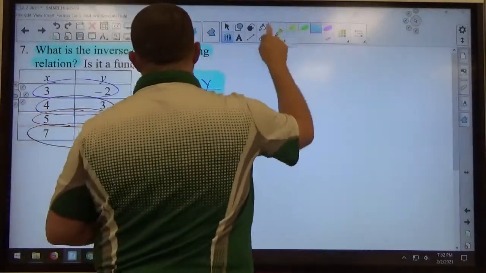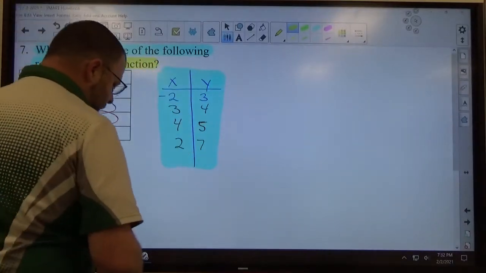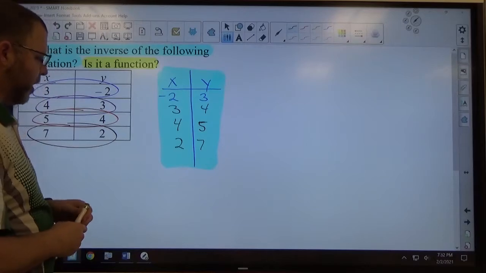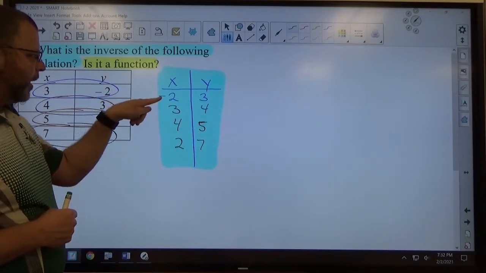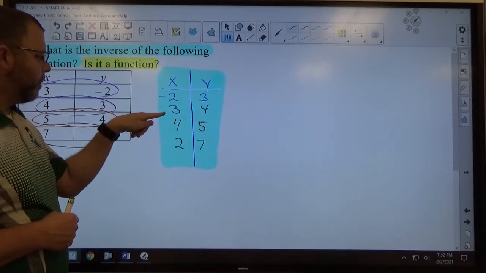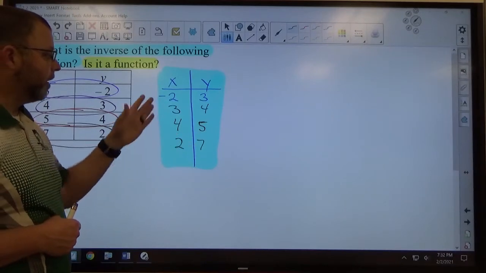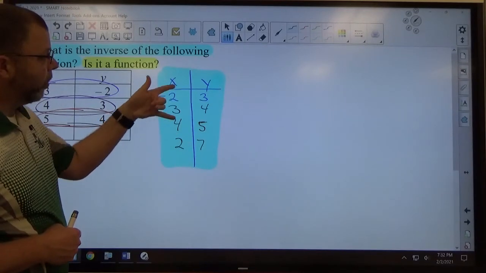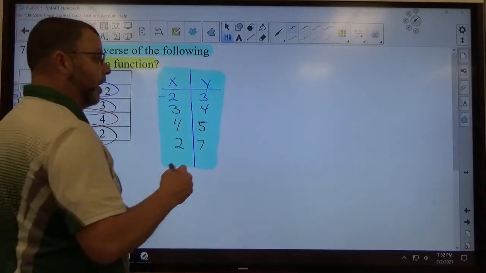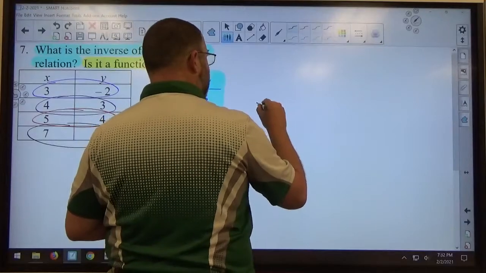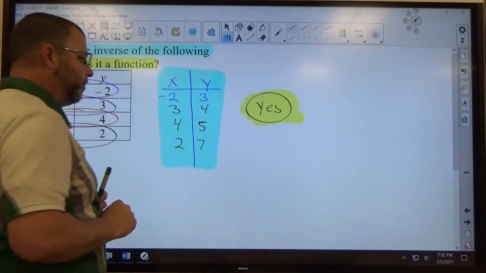The other part of this is asking, is it a function? It means, is the inverse a function? And for functionality, we're looking to see if each x leads to exactly one y. So negative 2 only goes to 3, positive 3 only goes to 4, positive 4 only goes to 5, positive 2 only goes to 7. Each one of these is a different number. They all are paired with a single number only, so that is what a function looks like. So I'm going to say, is it a function? Yes, it's a function. That takes care of the second part of that.